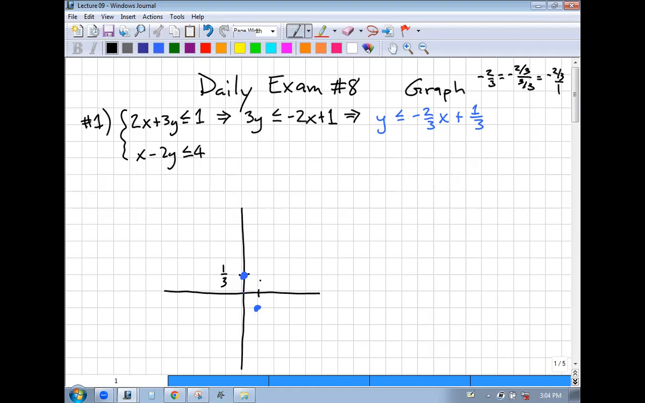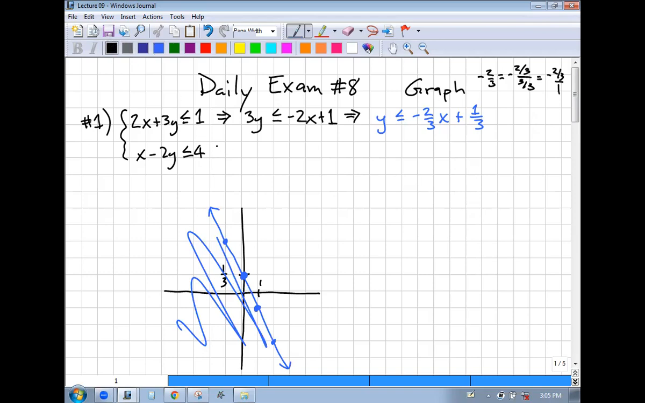So on this axis, the x-axis, each tick mark is worth 1. But on the vertical axis, each tick mark is worth 1/3. Go down 2/3, go to the right 1. Or I could say, go up 2/3 and go to the left 1. So there's a line. But we want all the y values less than that. So we're talking about that side. So far, so good.